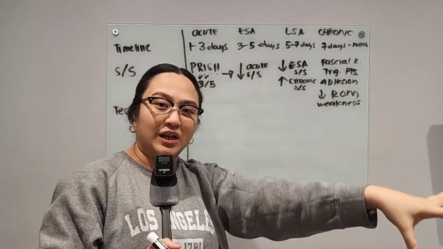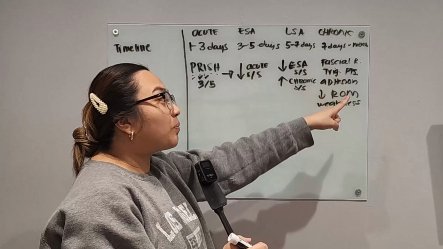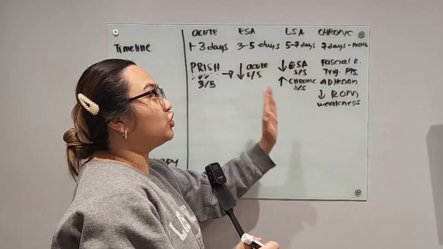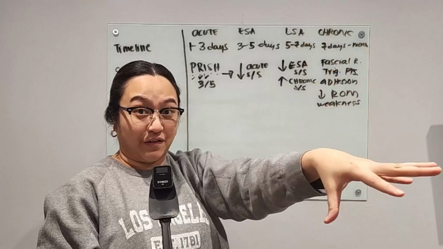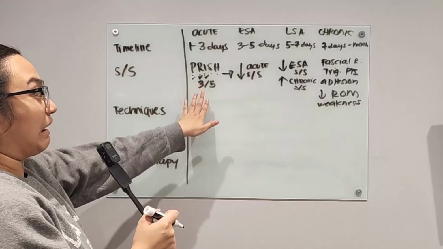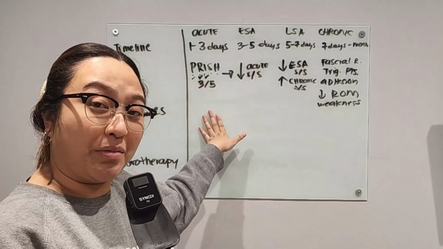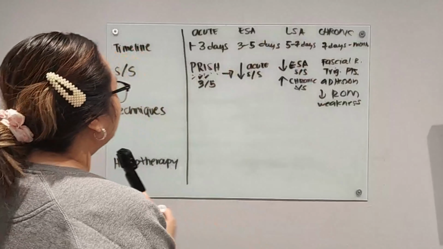So now how are you going to use it in the STEM? If you see that the symptoms are more fascial, trigger point, adhesion, then it means you should be picking chronic techniques for that specific case scenario or STEM. But if it's giving you something like acute, then the techniques you're going to be using should be related to acute. So now what are those techniques?